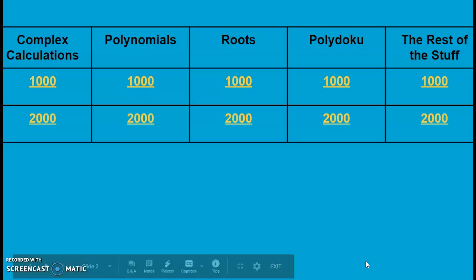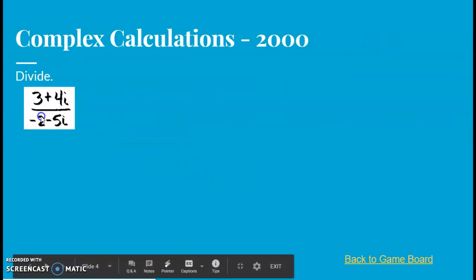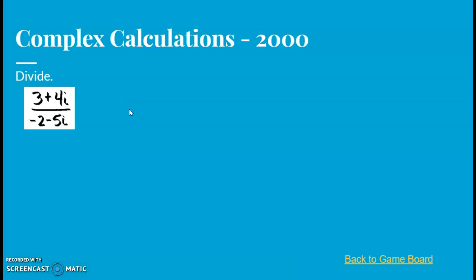Next, she's going to pick complex calculations for 2,000. So here we are. We have to divide 3 plus 4i by -2 minus 5i.